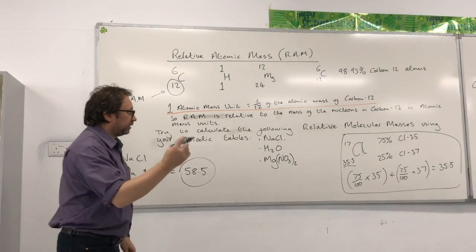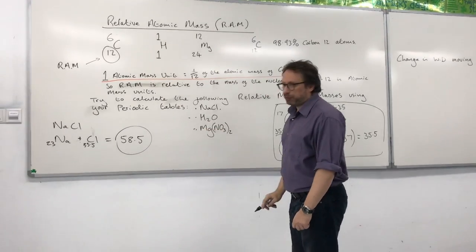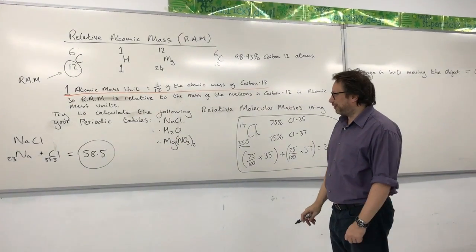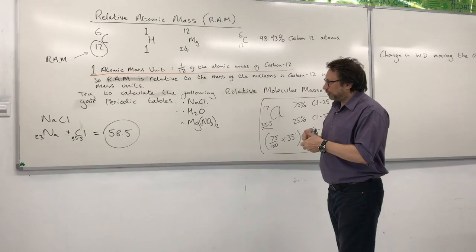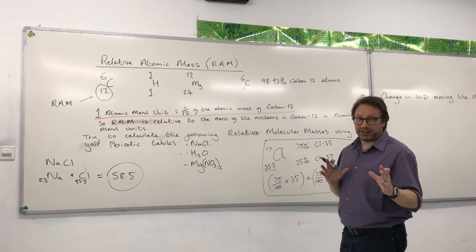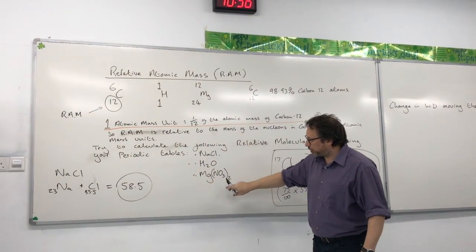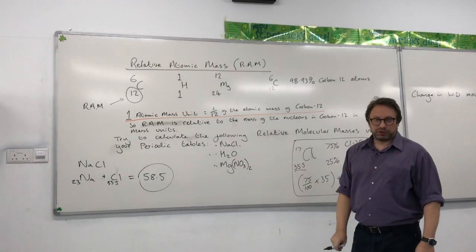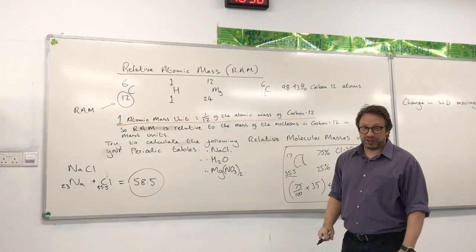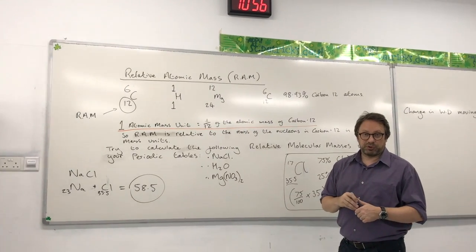It's good, isn't it? Let's try a couple more. Here we go. Let's see if we can confuse you a bit. Let's see how well you're doing. We'll go H2O, and then if you really like a challenge, how about this one? Magnesium nitrate, Mg(NO3)2. If you want to stop the video now, you can stop the video, and we'll come back and we'll do all these together.